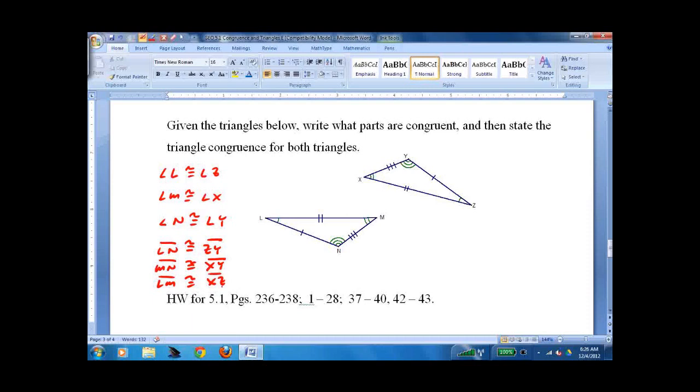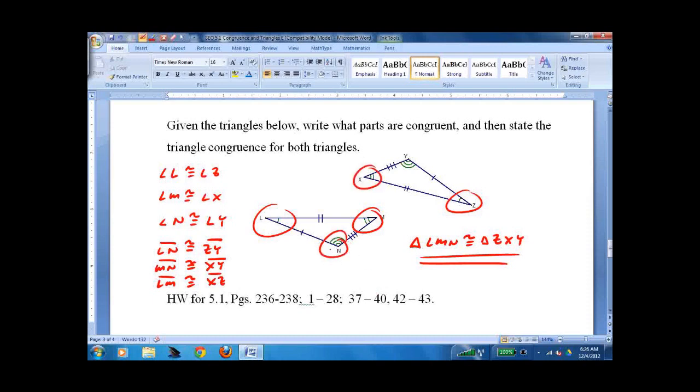Now, when I do this and write down the triangle congruence, I just use the angles. So triangle LMN is congruent to triangle ZXY. L as a single, Z as a single, M as a double, X as a double, N as a triple, Y as a triple. Looks like we got it right. So that's it, just matching up parts, making sure you're happy with everything. Good luck.